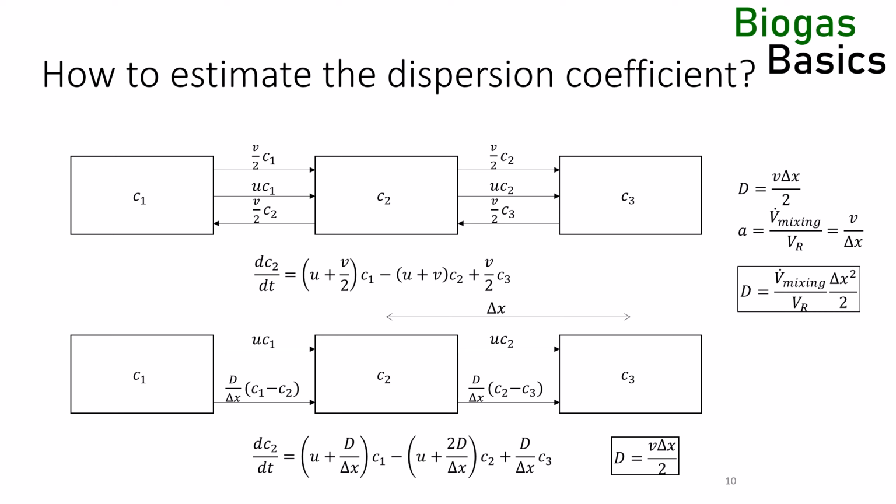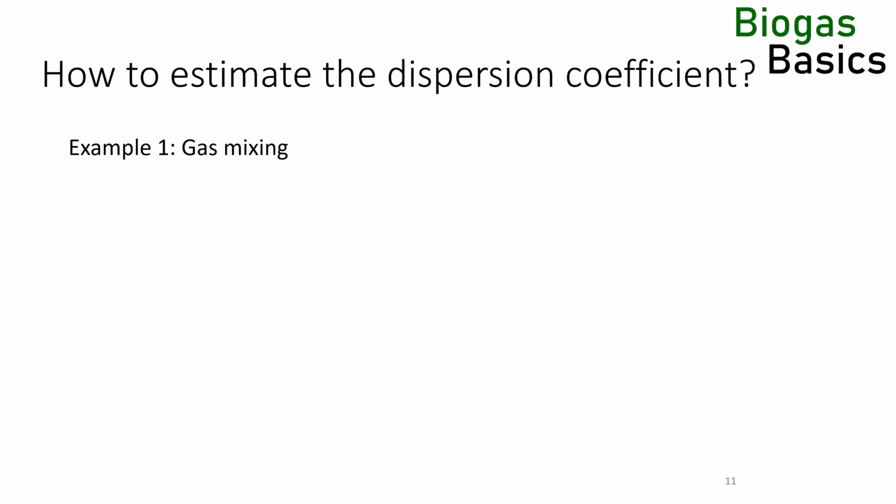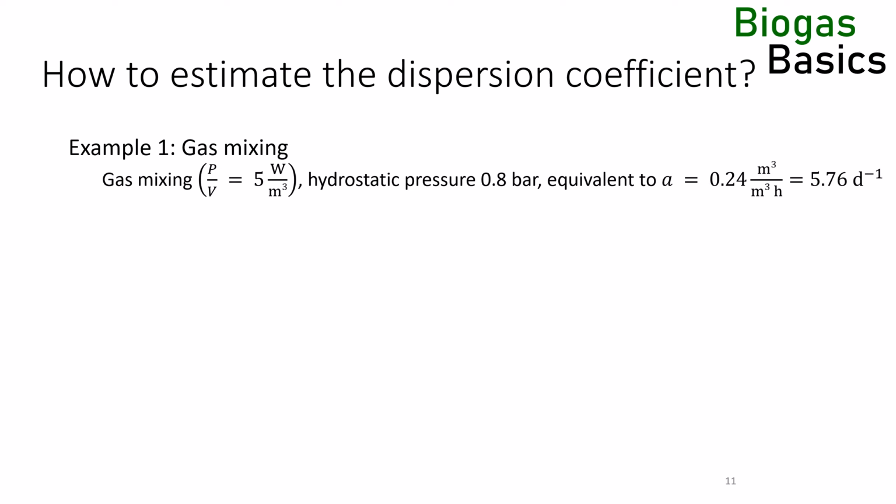Let's look at two examples. Example 1 is gas mixing. We select a volume-specific mixing energy, also called volume dissipated power, of 5 watts per cubic meter. I will talk more about reactor mixing in the digester mixing presentation. The blower for gas mixing has to work against a static pressure of 0.8 bar. We can calculate the energy demand of a blower that compresses gas to 0.8 bar in kilowatt hours per cubic meter, and divide it by the volume dissipated power of 5 watts per cubic meter.